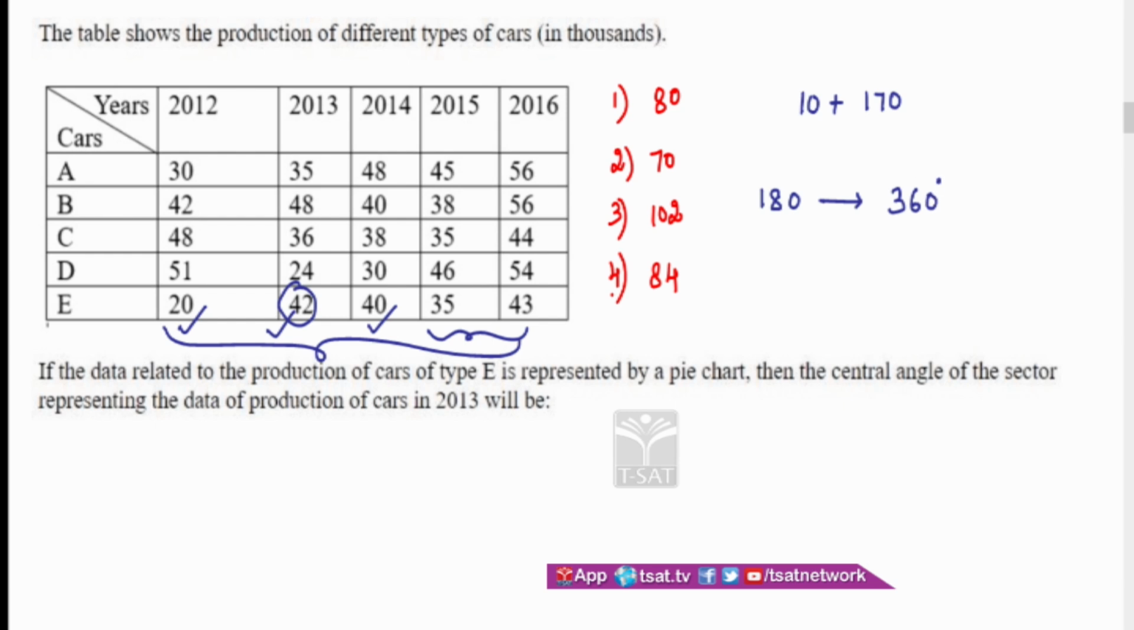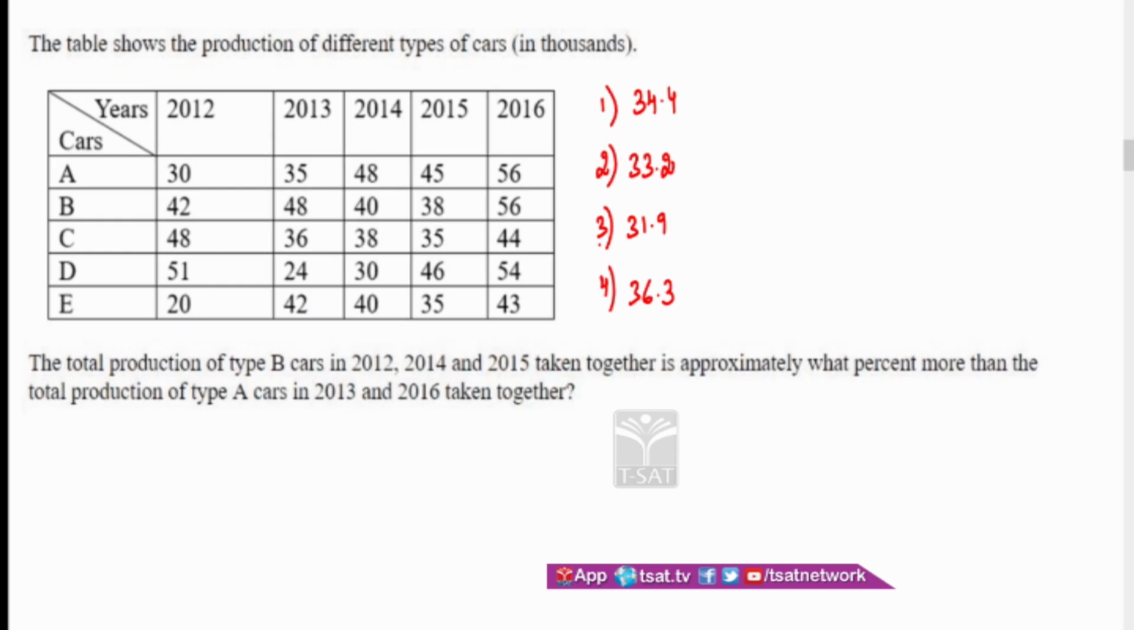There are 180,000 cards. This 180 actually represents 360 degrees when you represent it in a pie chart. Now 2013 is only 42, therefore 42,000. If 180 into 2 is 360, then 42 into 2 is 84 degrees. So it represents 84 degrees there. So answer is 84.